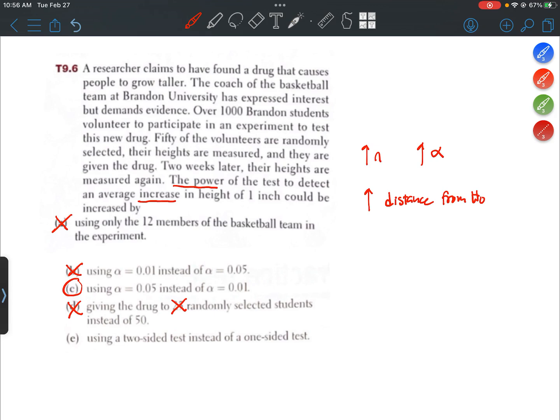Oh, interesting. Well, I'm not really sure what that would do, because whether it's 1-sided or 2-sided, it still depends on what significance level you use, right? If you do a 2-sided test with a 5% significance level and a 1-sided test with a 5% significance level, I think it should have the same power because the significance level is the same. So yeah, I don't think that is the correct choice. Well, we already found the correct choice. It was C.